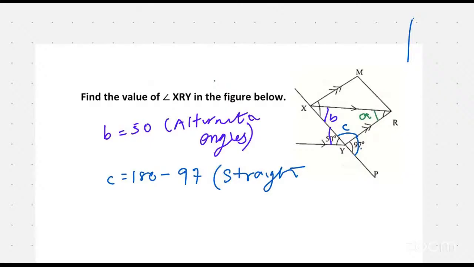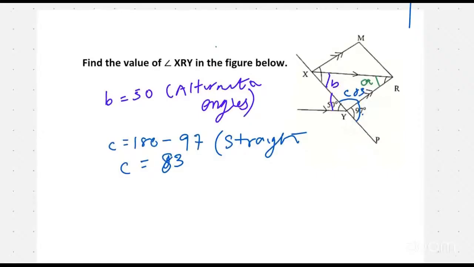But let me just find C for those who want to do the sum of angles in a triangle. So 180 minus 97 will give you 83. Now we found C as 83. So that means you can say B, which is 50, plus 83 plus A equals 180 degrees, sum of angles in a triangle. Or a faster one, which is the exterior angle of a triangle: 97 will be equal to the sum of the interior opposite angles, 50 plus A.